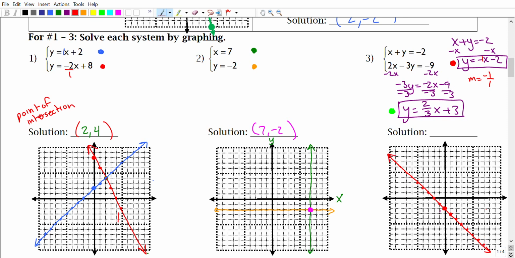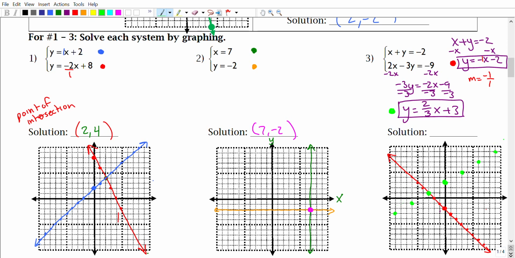All right. Now my green one, start at 0, 3. My slope is 2 over 3, so rise 2 to the right 3, rise 2 to the right 3, or I could do the exact opposite, so down 2, left 3, down 2, left 3, and I know some of you guys already saw the intersection point.